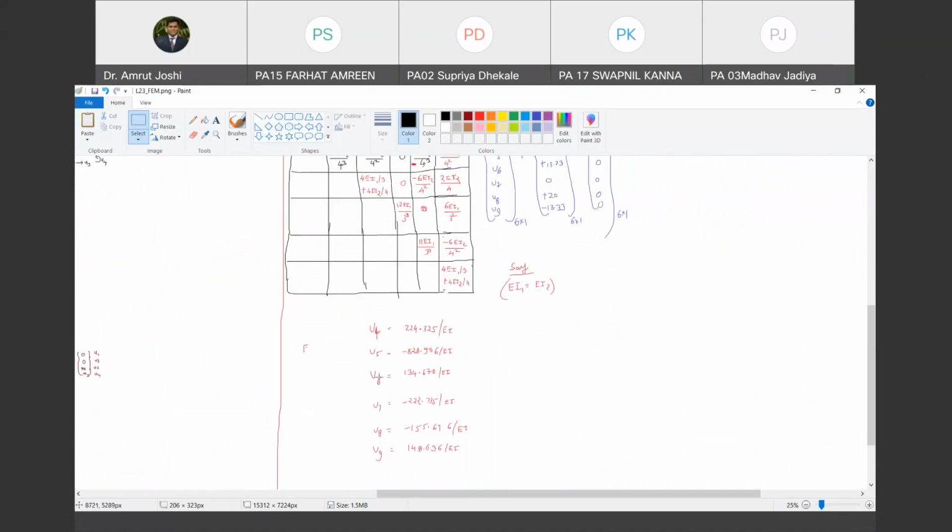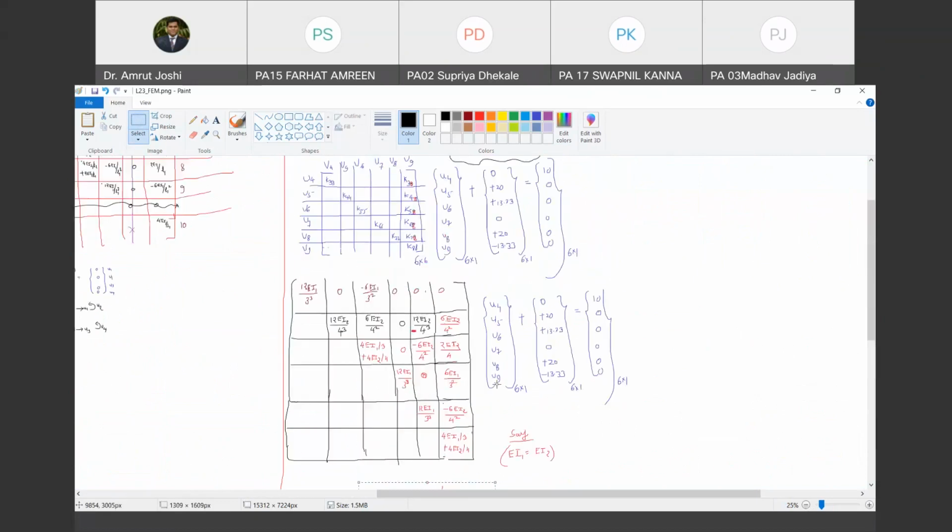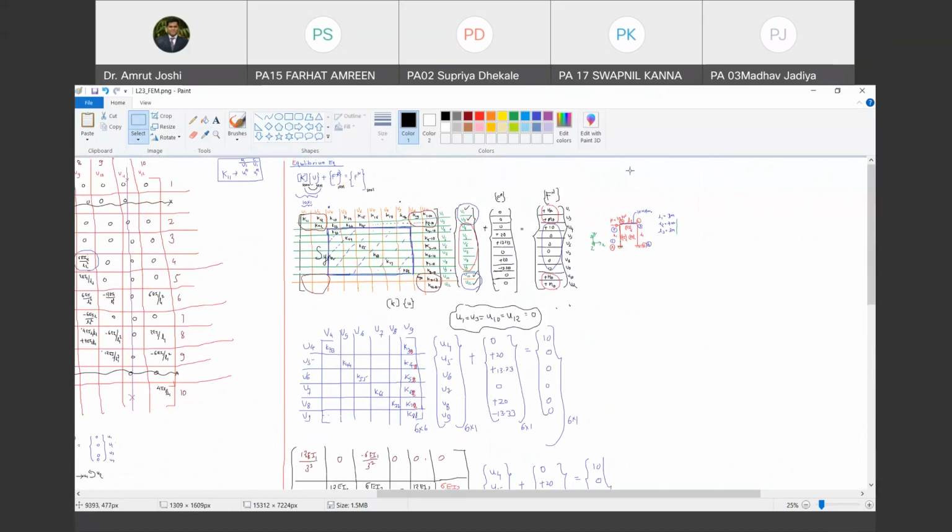So U4, U5, U6, U7, U8, U9. These are the global displacements that were treated as unknowns, and we have found out their values. What is the next step? In the next step, if you look at this partition stiffness matrix, let us try to expand the first row here.